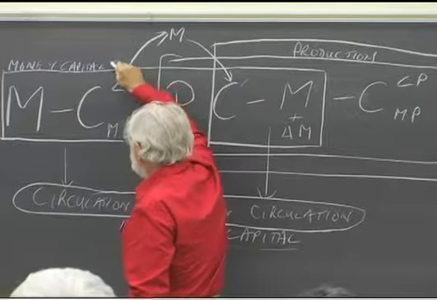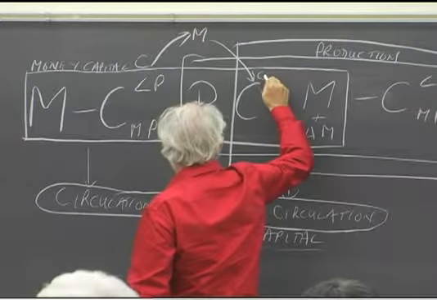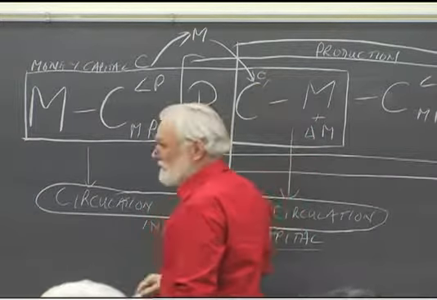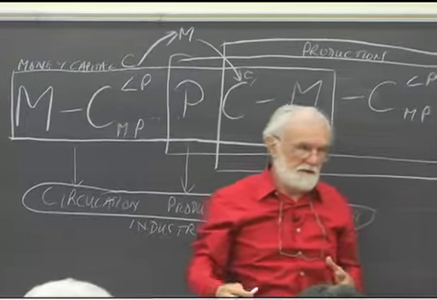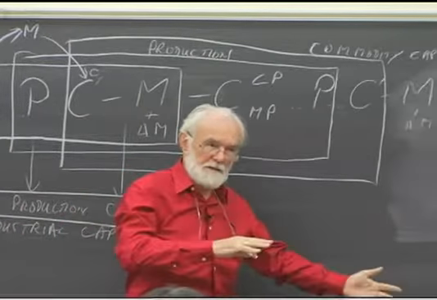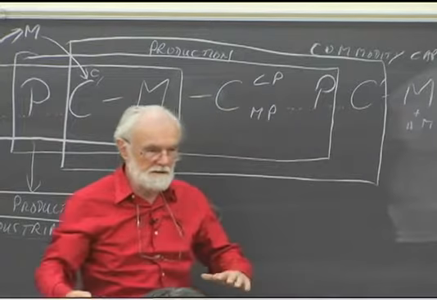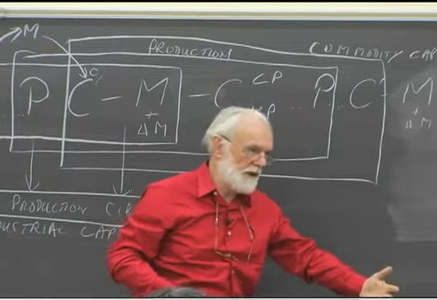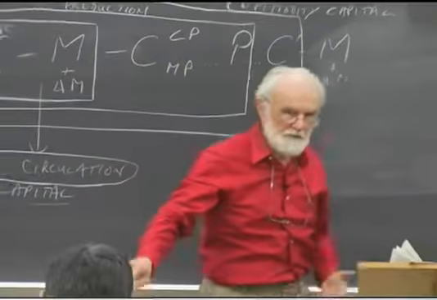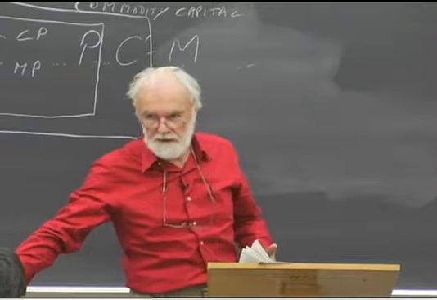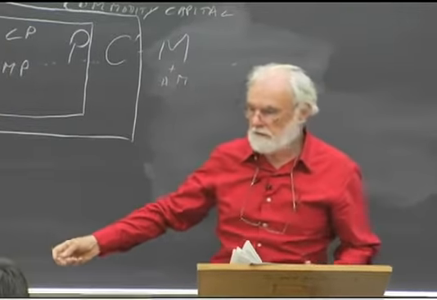And this is a CMC kind of circuit. So the labourer is not in an MCM circuit, but in a CMC circuit. You start with your commodity, which is labour power, and you end up buying the commodities that allow you to live, the wage goods.